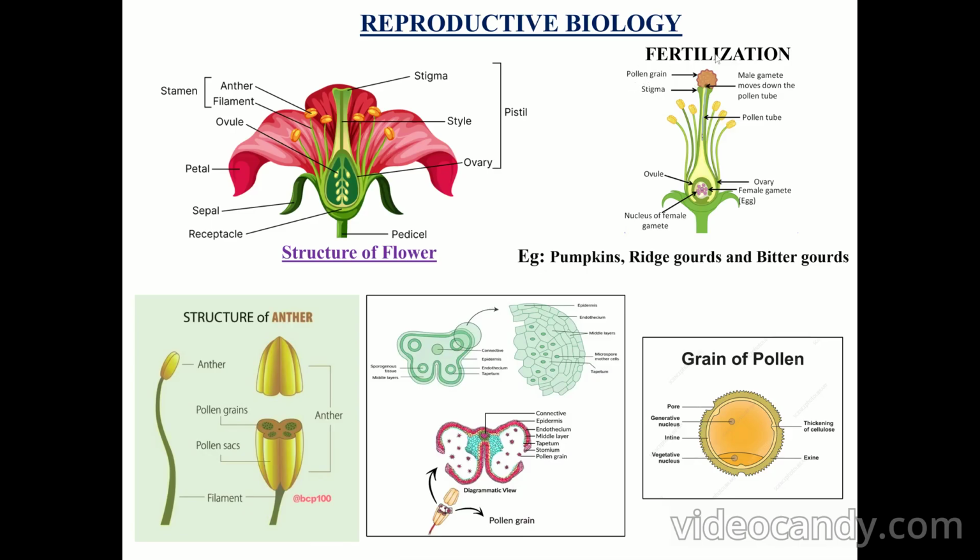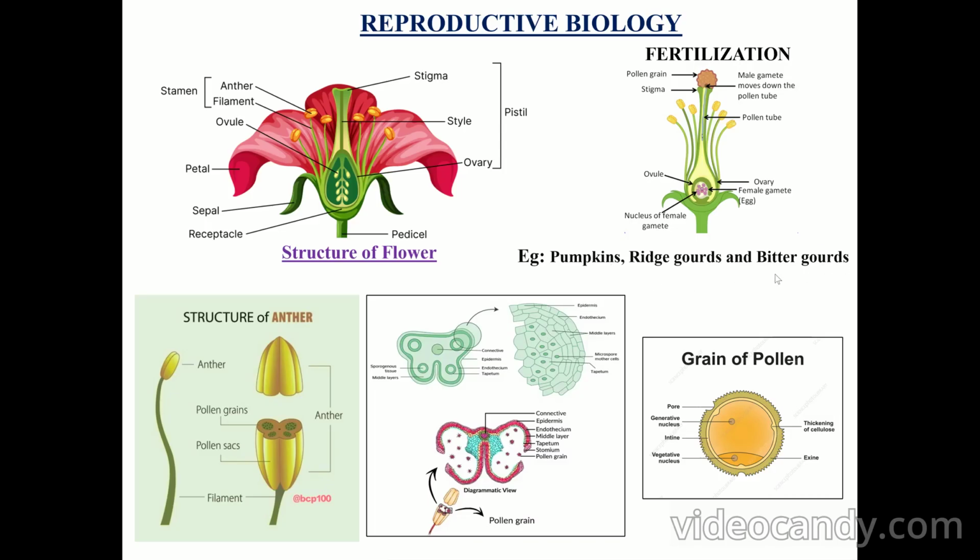The pollen grains fall onto the stigma and release the male gametes. One of the male gametes fuses with the egg cell, and another male gamete fuses with the secondary nucleus to form the endosperm. The one which fuses with the egg forms the zygote. This whole process is called double fertilization. It is commonly seen in angiosperms. Examples are pumpkins, ridge gourds, and bitter gourds.